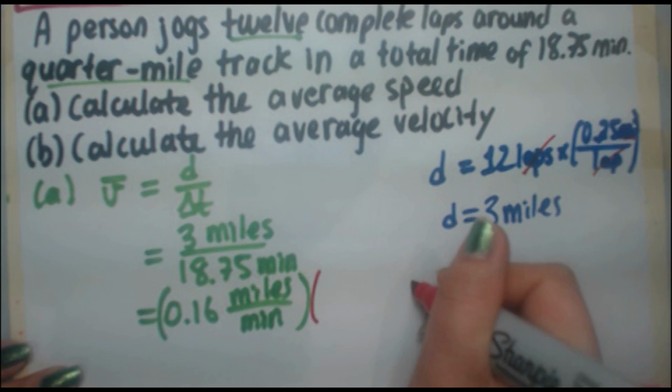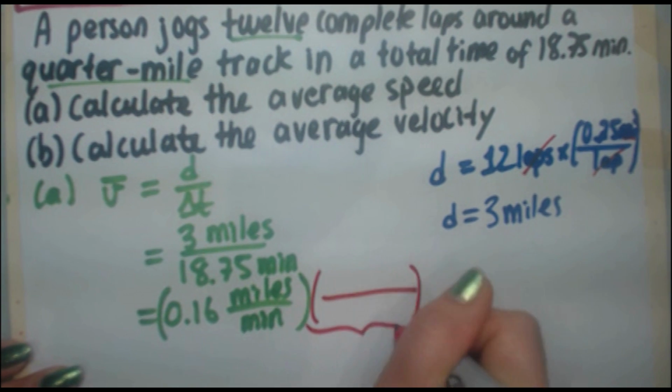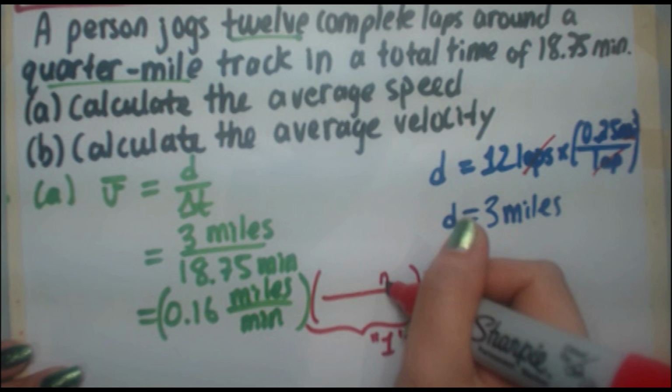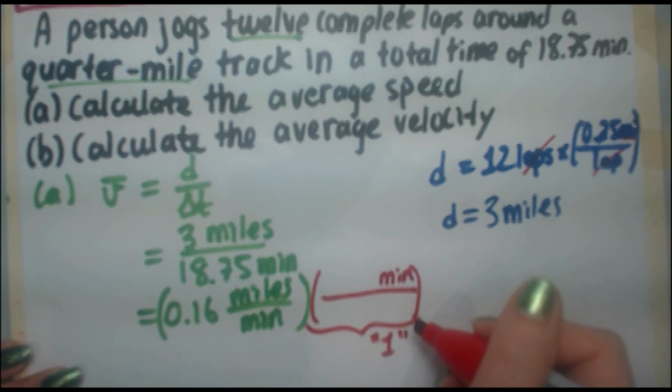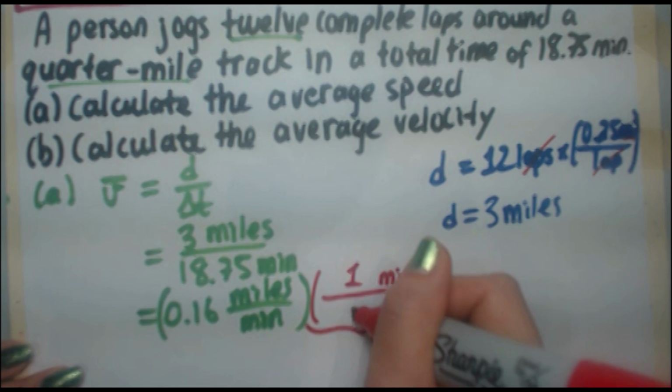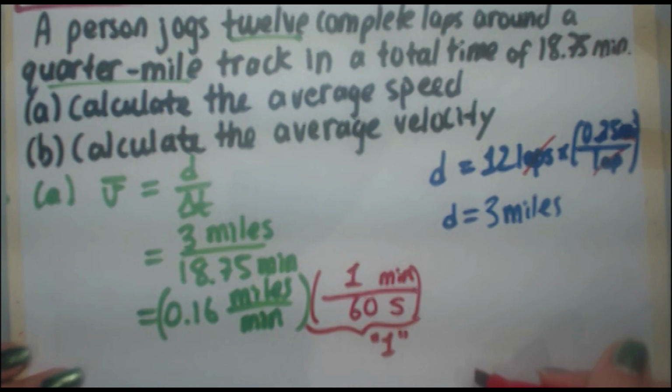Okay, let's change the minutes first. So we're going to multiply by 1 as per usual. We're trying to get rid of minutes, so we write minutes on top. We want to get the unit of seconds because that is the SI unit for time, so we put seconds on the bottom. And the ratio of minutes to seconds that equals 1 is this: 1 minute, 60 seconds.